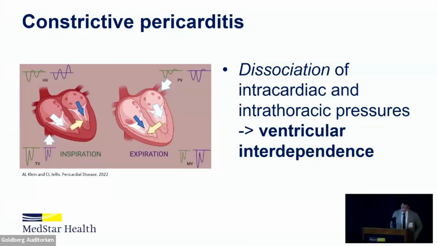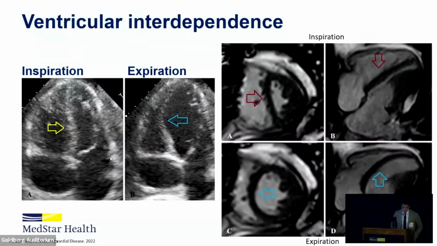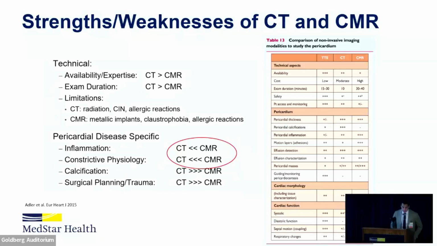And really, this is beyond the scope of our talk, but in the interest of time, this is really a problem with the association of your intrathoracic and intracardiac pressures, which make for some very, very interesting hemodynamic findings. And with the board favorite being simultaneous RV and LV tracing showing this square root sign, and equalization of your diastolic pressures across all chambers. And what we're looking for in echo are really inspiration and any septal changes with inspiration and expiration, which can be seen on cardiac MRI as well at rest or perhaps with some breathing sequences.